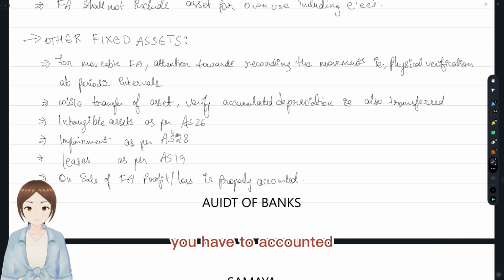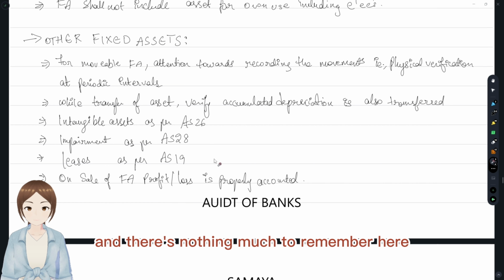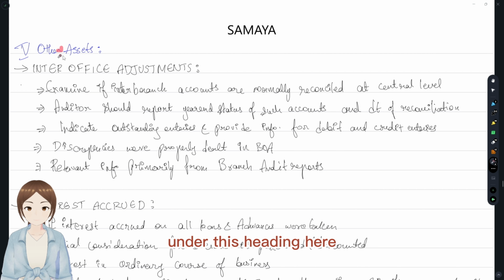And intangible assets, you have to account for them as per AS 26, impairment AS 28, leases AS 19. On sale of any fixed asset, what do you have to do? You have to check whether the profit or loss was properly accounted or not. And there's nothing much to remember here. With regards to other assets, there's a chance of 4 to 5 marks under this heading.